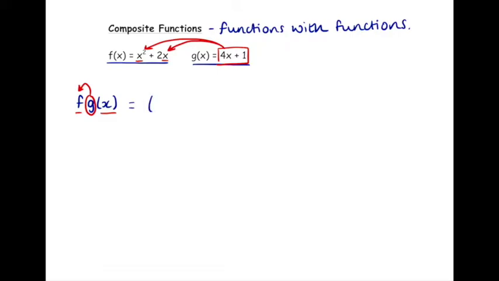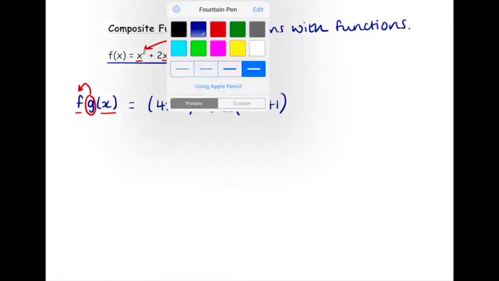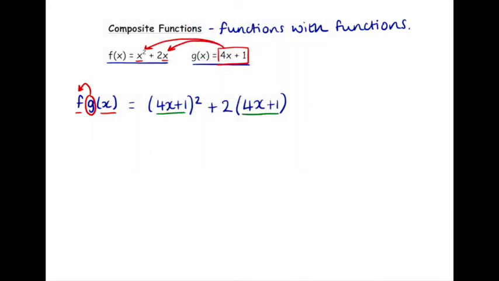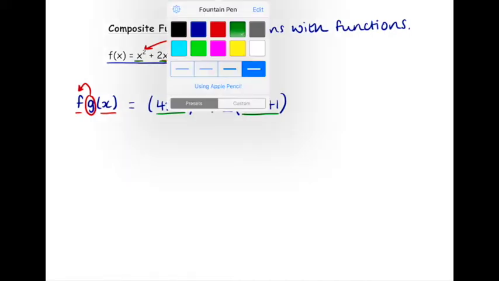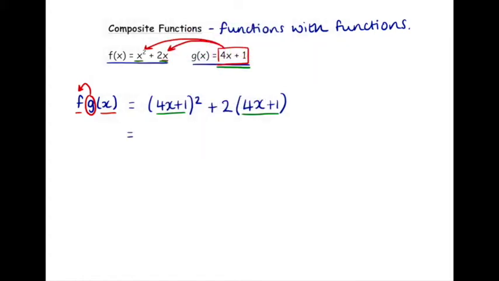So I have my x squared from f of x, but it's not actually x squared, it's 4x plus 1 squared. And then I'm going to add on 2 lots of my x, but I'm actually adding on 2 lots of 4x plus 1. So I've replaced both of these values of x from here with my equation of g, and that's fit inside of my function for f. And then I can simplify this, so I can get 4x plus 1 squared. I'm not going to multiply that out for now, and that gives me plus 8x plus 2.